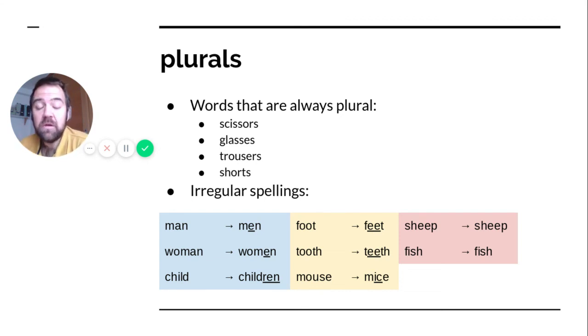Okay, well, that's all. I've left you a little crossword here with some plurals. All you need to do is download it, print it, and you can complete it. I think it's quite fun, and I think you'll enjoy doing it.